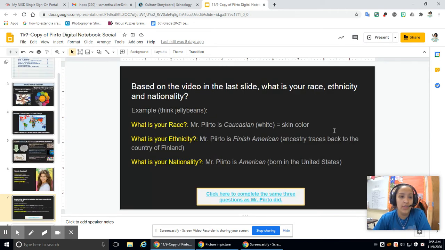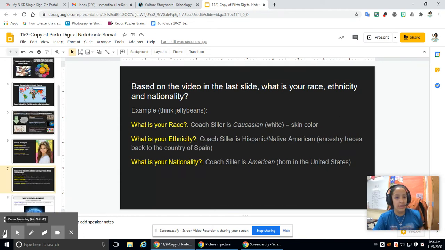So, based on the video on the last slide, what is your race? And then we've talked about my race, ethnicity, and nationality. That's when we did those 4 squares, and you got to put images. So again, you should know my race is Caucasian, white. That's the skin color. My ethnicity is Hispanic / Native American. And then my nationality, I'm American because I was born here in the United States.